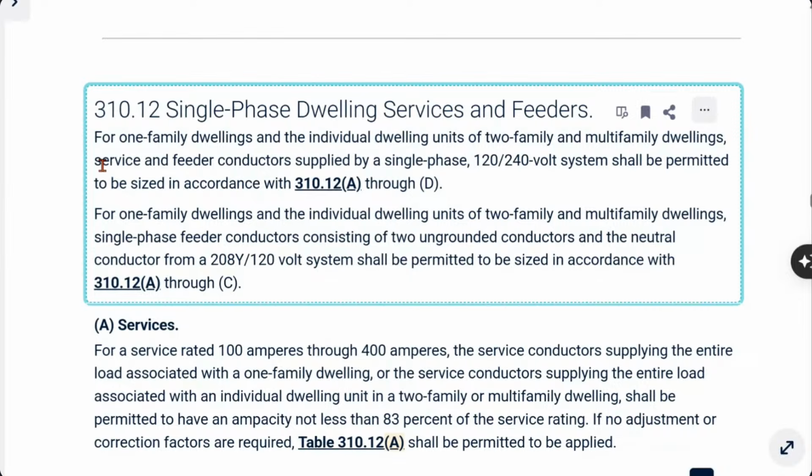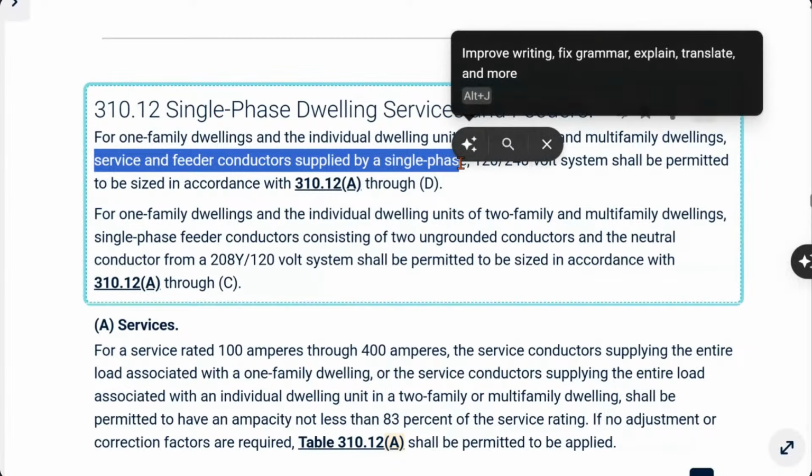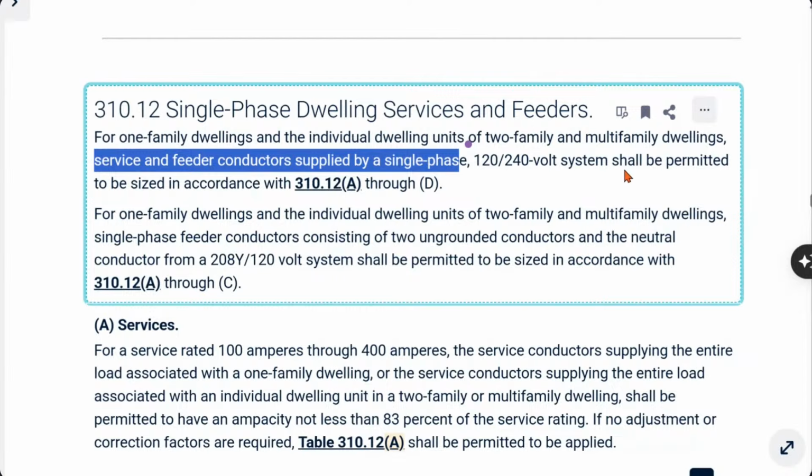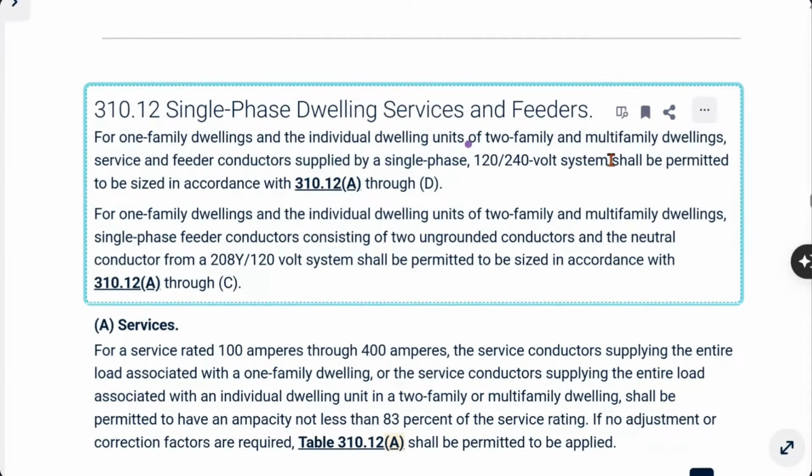It says service and feeder conductors supplied by a single phase 120/240 volt system shall be permitted. So it's not required to do this. You can size them full size if you want. If you don't want to use the 83% rule, then you can do it full size. That's up to you. It's your choice. But I'm going to tell you, it's typically what you're going to see on an exam if you're using 310.12, regardless of standard or optional.